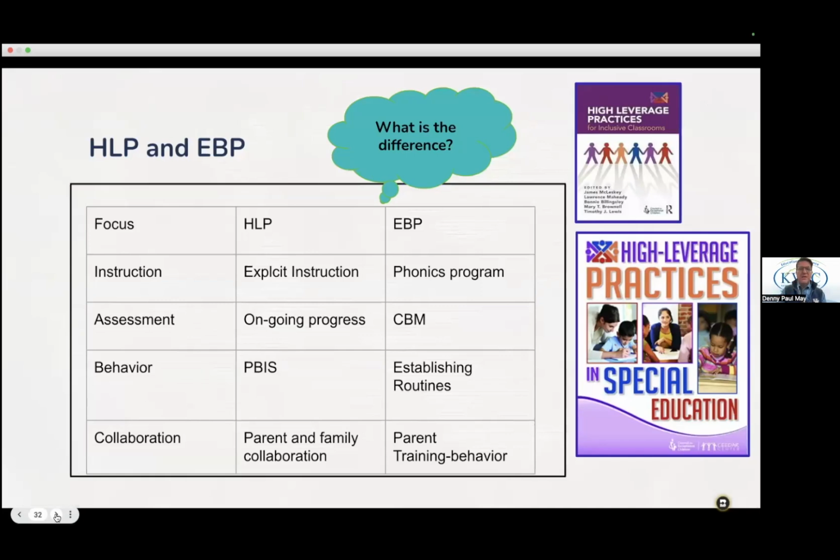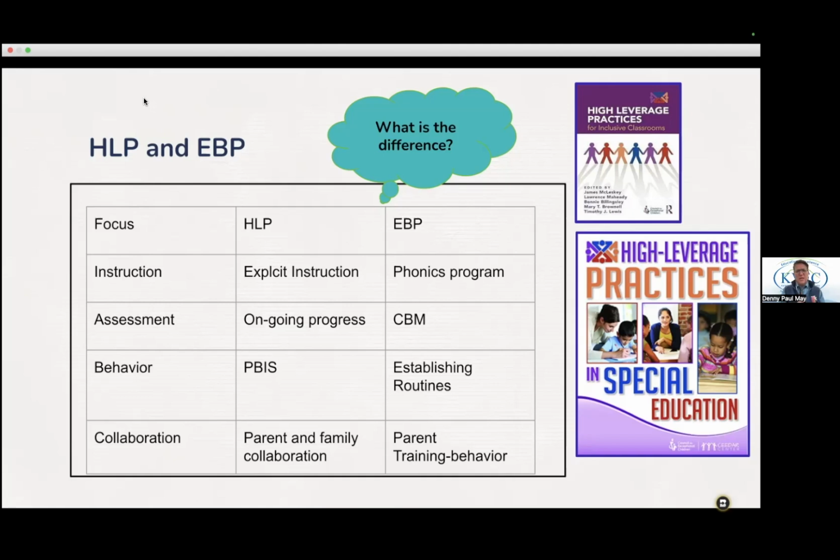So when we think about the difference between, lots of times we've heard about high leverage practices and we've heard about evidence-based practices. And I always think, what's the difference between a high leverage practice and an evidence-based practice? Well, for high leverage practices, there's a book on that, which CEEDAR and the Council for Exceptional Children put out a few years ago. And we have a lot of these books at KVEC. But the high leverage practices have things like explicit instruction, ongoing progress, PBIS. They're much larger conceptually. Okay, so they're like a system. PBIS is a system.